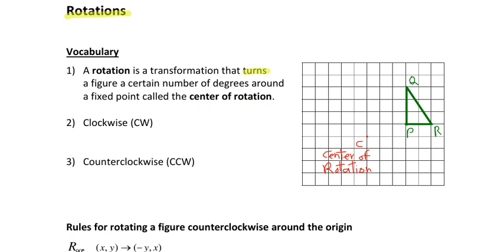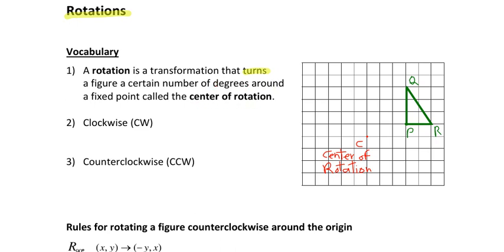For example, when we have a translation, we're dragging a figure from one place to another place. When we have a reflection, we're creating a mirror image of a figure using a line as the mirror. And in a rotation, we're turning a figure around a certain point, which is called the center of rotation, in a certain number of degrees.